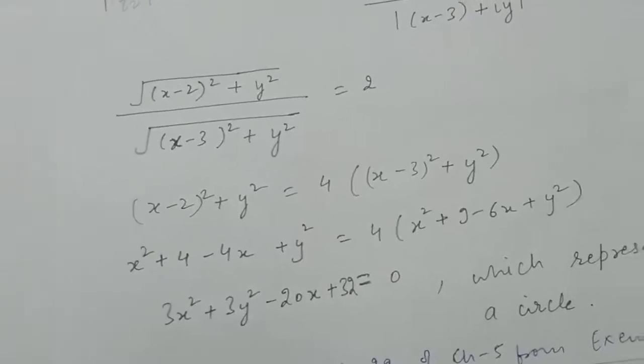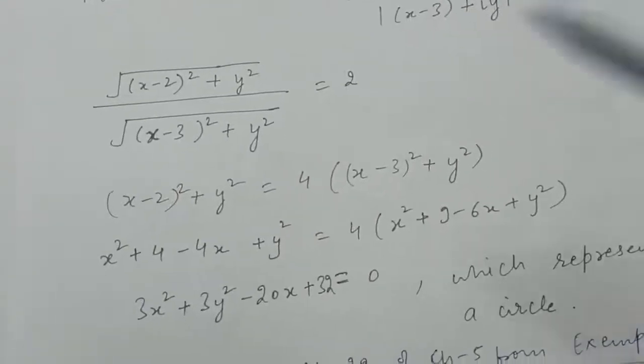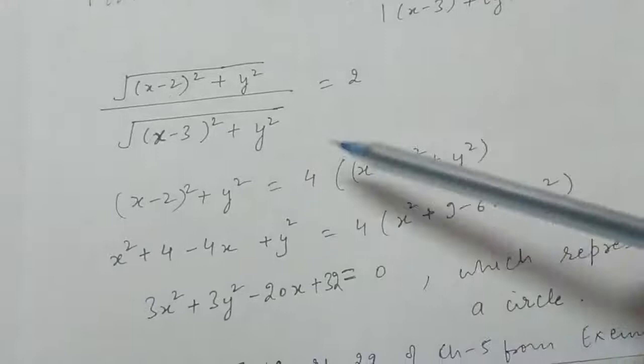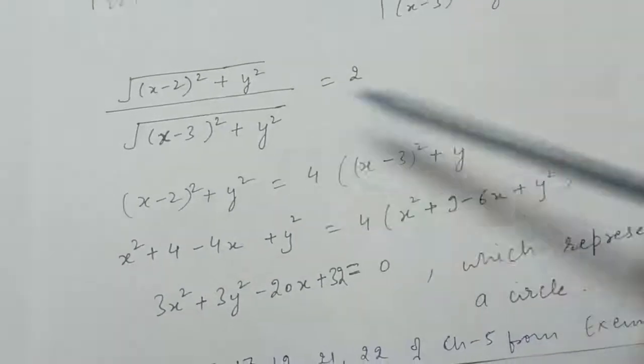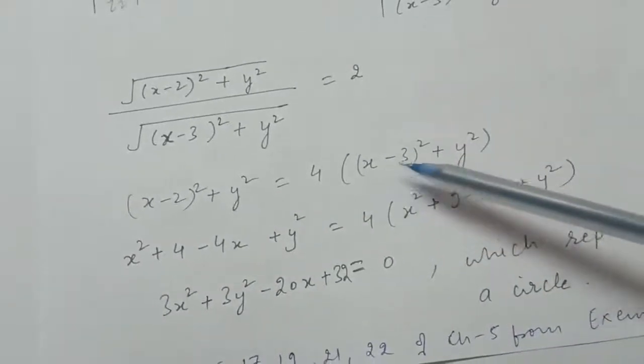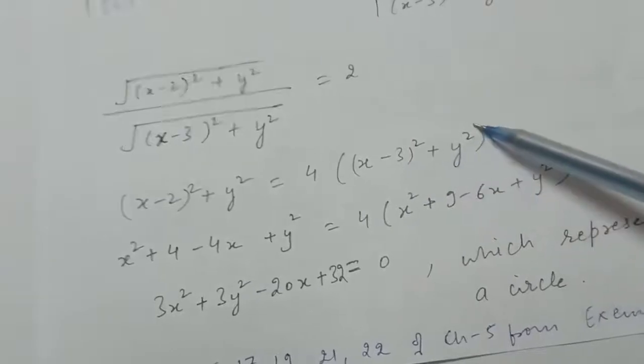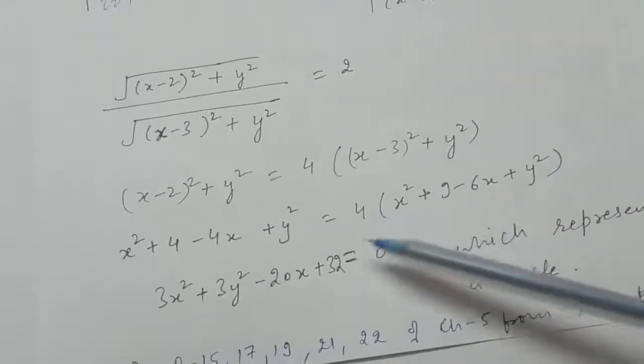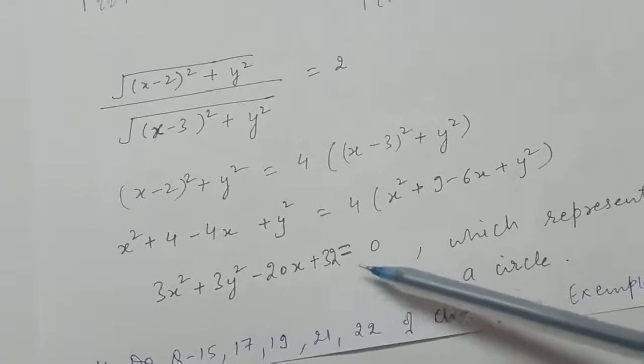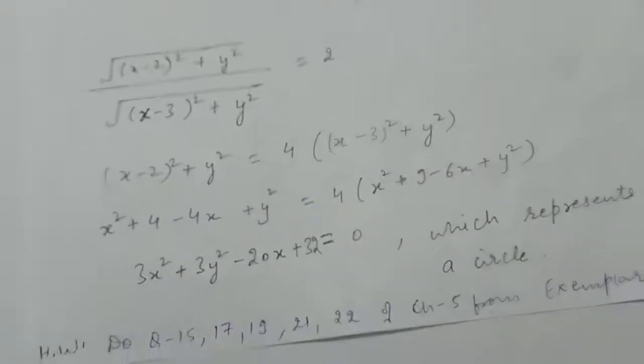So it will be x minus 2 whole square plus y square equal to, this will become 4 after squaring, and take this on this side. So x minus 3 whole square plus y square. Open the square and solve it. So you will get this as equal to 0, which represents a circle.